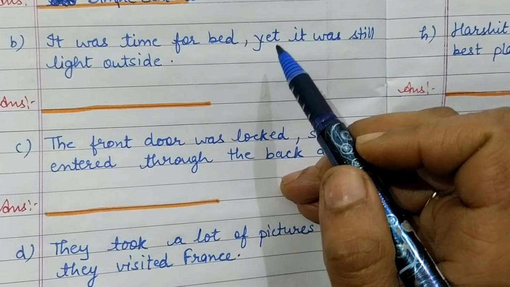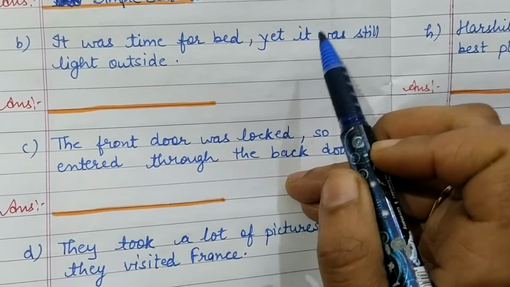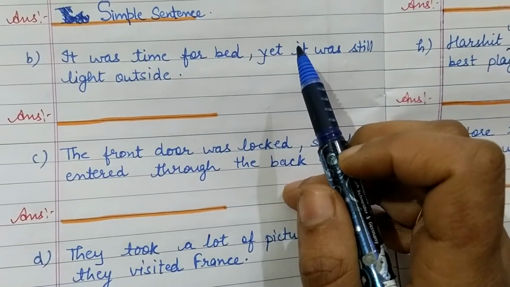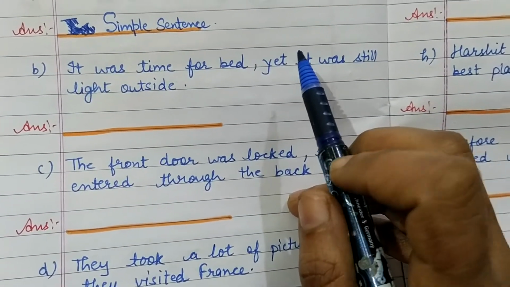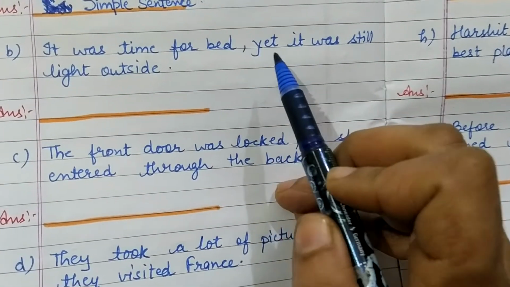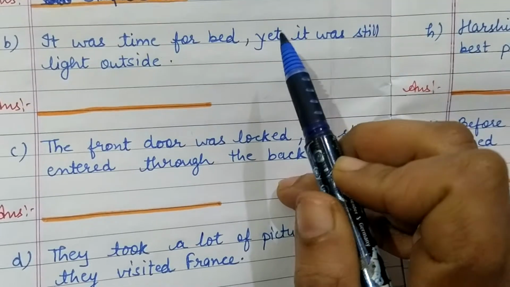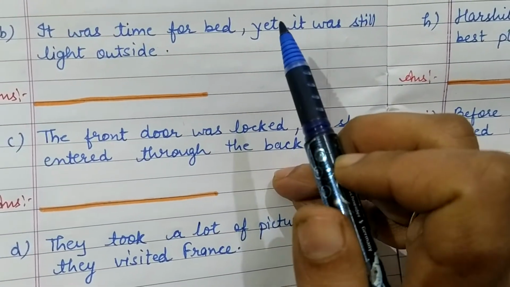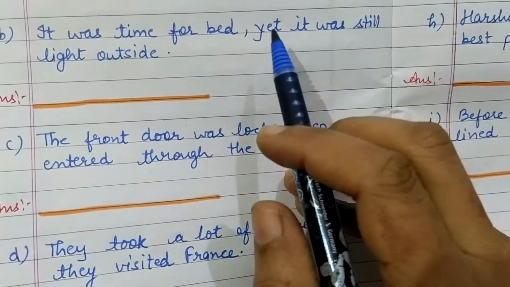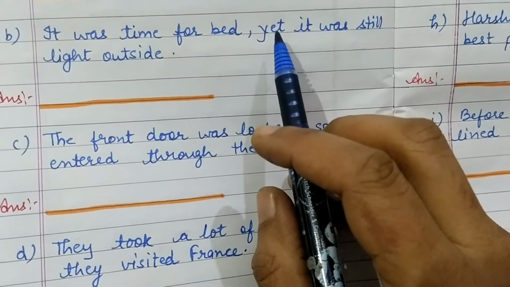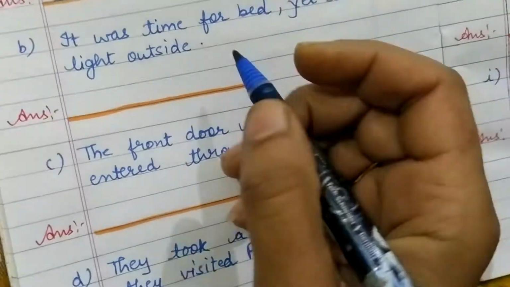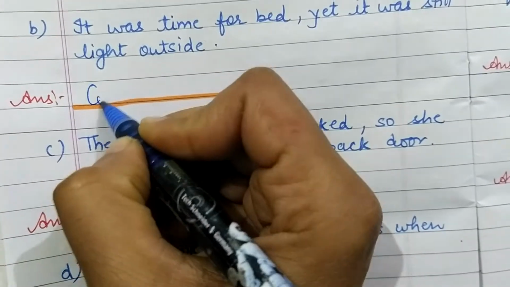Okay, so if you need to differentiate between complex and compound sentence, first you need to identify the conjunction in the sentence. आपको सबसे पहले conjunction को find out करना है, and you have to identify which kind of conjunction it is. If it is a coordinating conjunction, then the sentence is a compound sentence. If the conjunction is a subordinating conjunction, then the sentence is a complex sentence. तो यहाँ पर conjunction yet है, which is a coordinating conjunction. So this is a compound sentence.